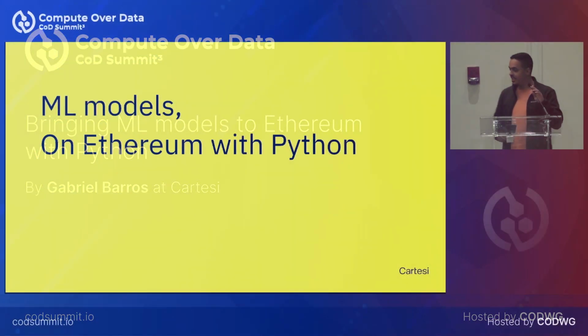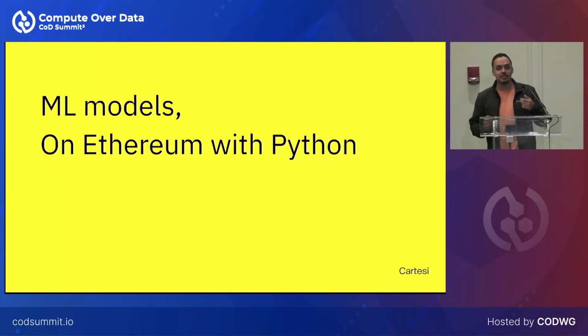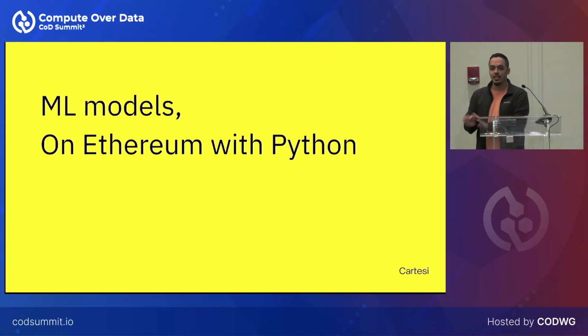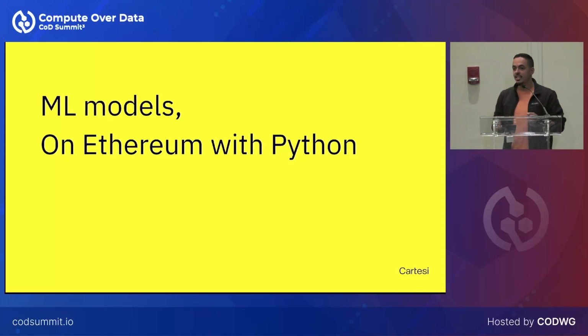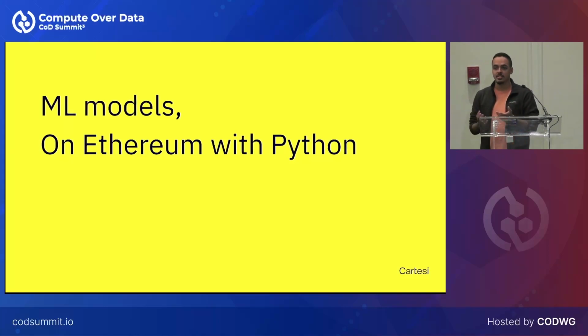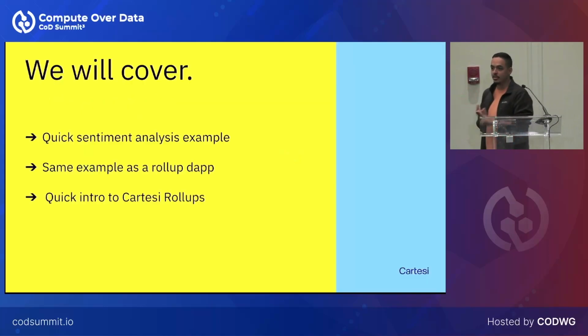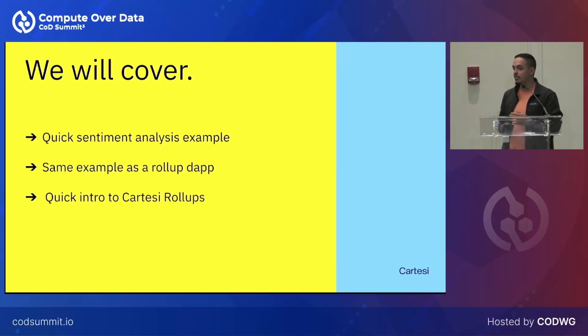Hi there, guys. So today I'm going to be introducing a little bit of what Cartesi has been doing by going through a little machine learning example model being processed inside of the ecosystem of Ethereum, still using Python. So I'm going to go through the example and then show you how I'm going to be doing minor changes to adapt it to the ecosystem. And then I can explain to you a little bit how that is possible.